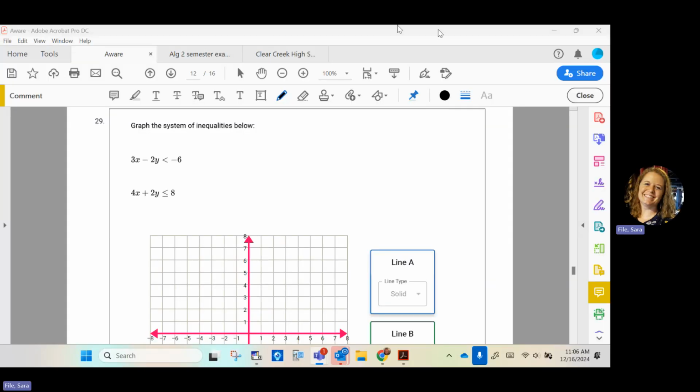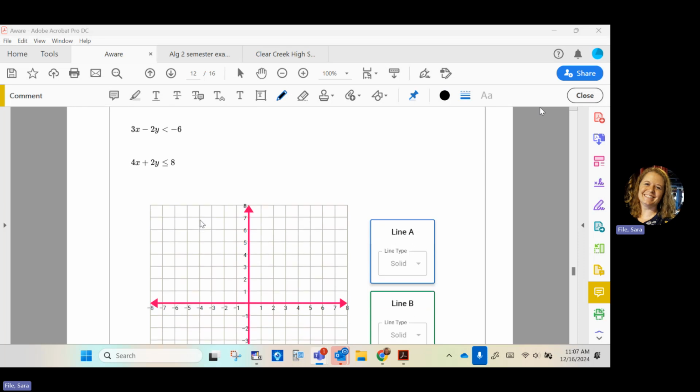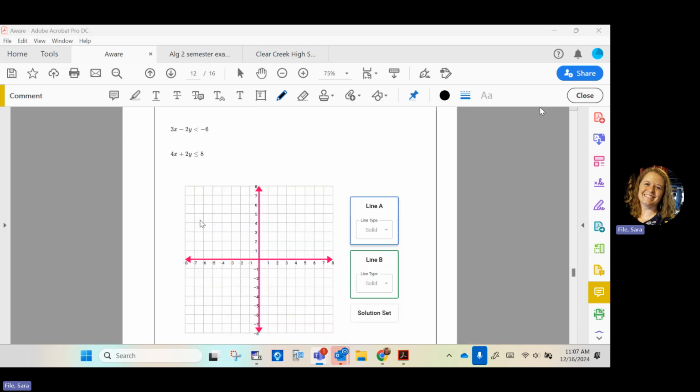Number 29 of the Algebra 2 fall semester exam review. All right, so on 29, it asks us to graph the system of inequalities. Now this is going to be a little different in Aware than what I'm looking at, because I'm looking at it on paper. Like this is a PDF that I've saved of the review.